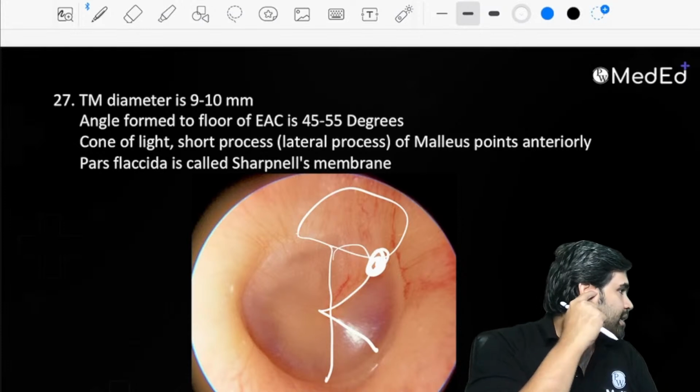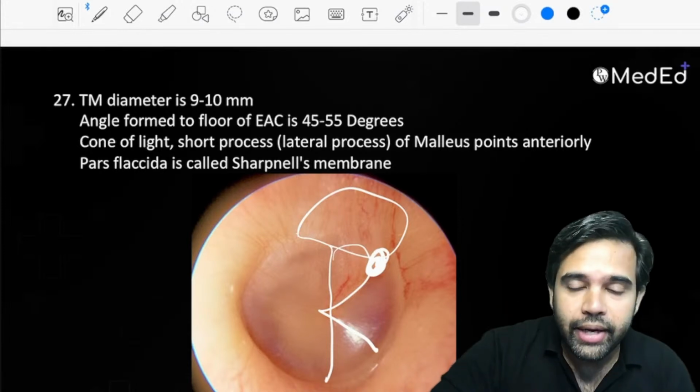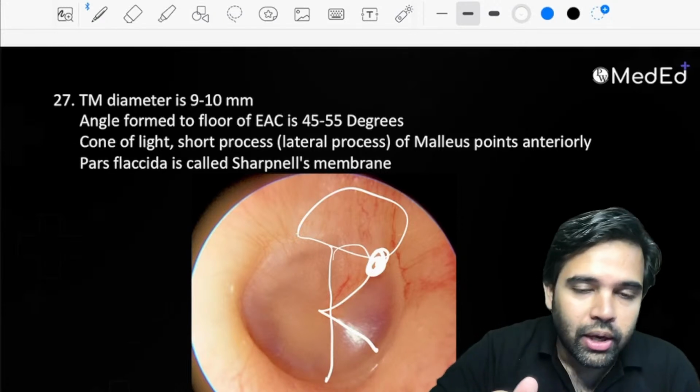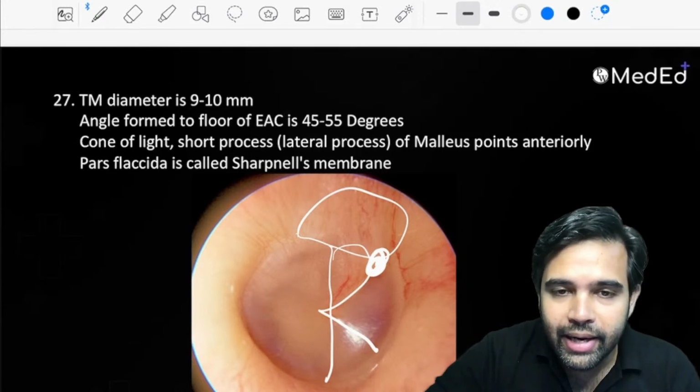If this is the right ear, then only these two things will be pointing front. Otherwise, you can use this illogical R way also, where if it does not form the R, it is not the right ear.